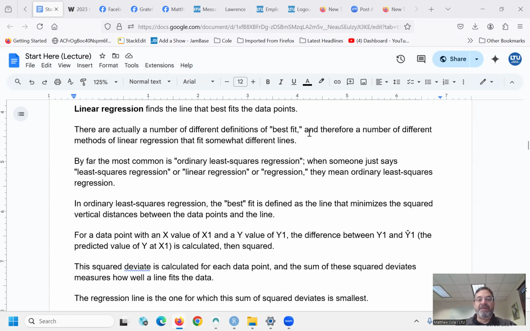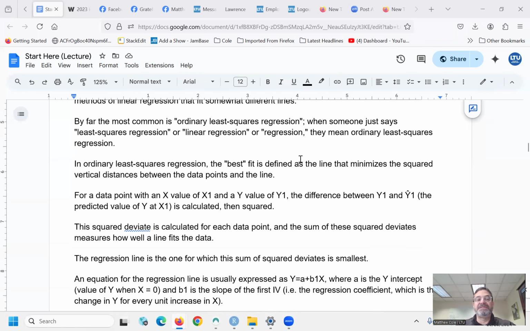Okay, now regarding best fit, there are actually a number of different definitions of best fit, and therefore a number of different methods of linear regression that fit somewhat different lines. By far, the most common is ordinary least squares regression. So when somebody just says least squares regression or linear regression or regression, they typically mean ordinary least squares regression. In ordinary least squares regression, the best fit is defined as the line that minimizes the squared vertical differences between the data points and the line.